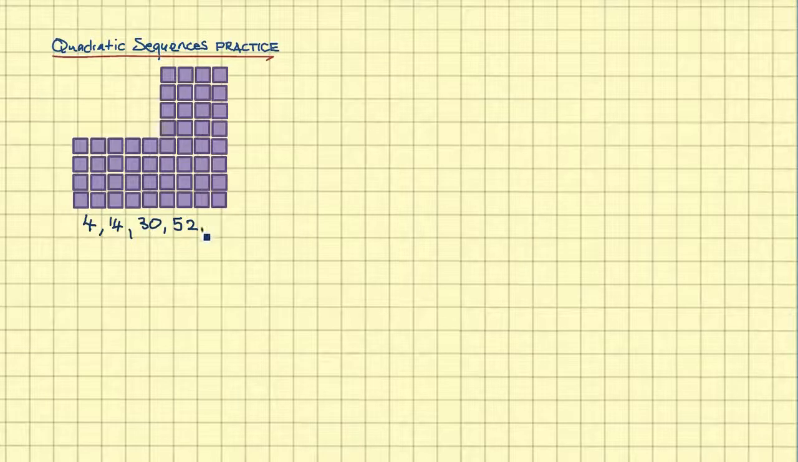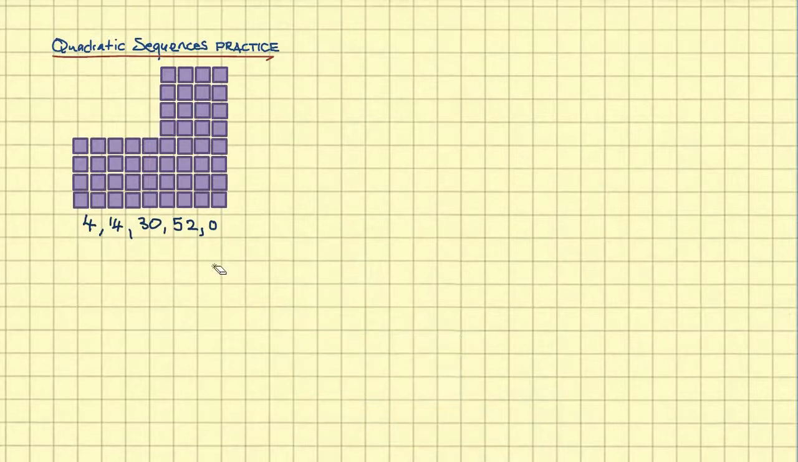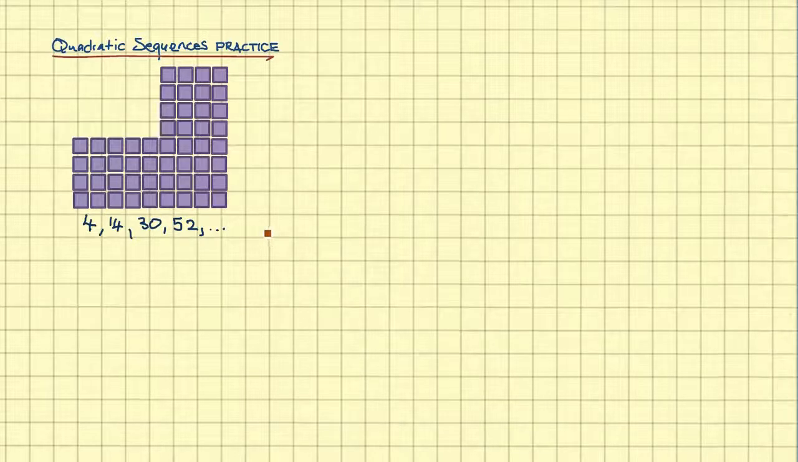And what they want us to do is to find the term-to-term rule that produces this sequence, and I guess that would produce a lot more growth. It would keep going. So we write dot dot dot. Keeps going.